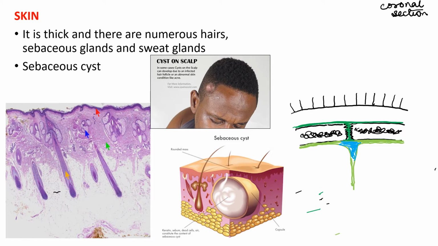So if the duct of the sebaceous gland gets blocked, what will happen? The secretions will start accumulating within this duct, within this gland, and ultimately this gland will enlarge, like you can see out here, and it will be filled with secretions. This results in a condition called sebaceous cyst. So when the duct gets obstructed or blocked, there is retention of secretions and it results in the formation of cysts on the scalp, which are also known as sebaceous cysts, which you will be seeing when you go into their clinics.